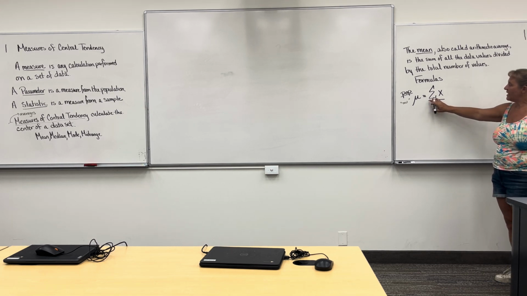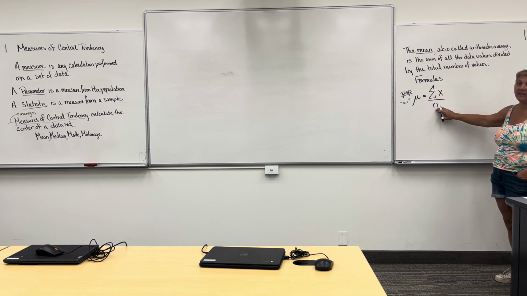So if you haven't seen this before, this is the summation notation, and this just means to add everything up. So this is the sum of all of the data values. Add all of the data values and then divide by the total number of data values. So add everything up and divide by the total number.